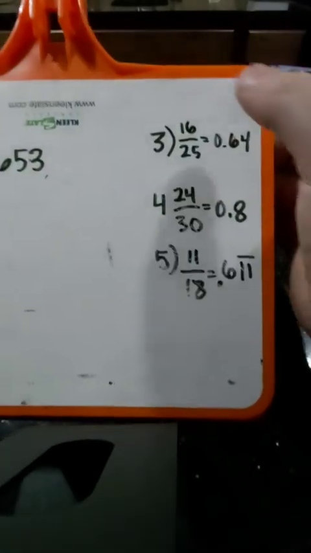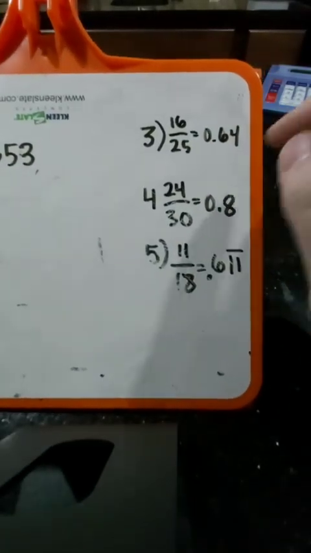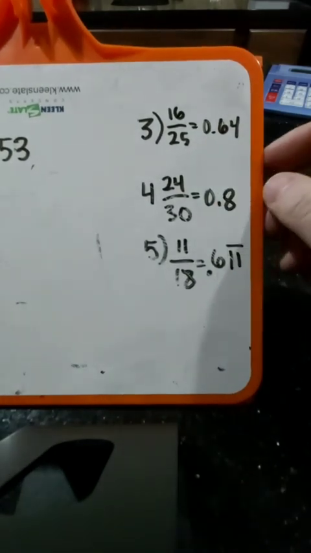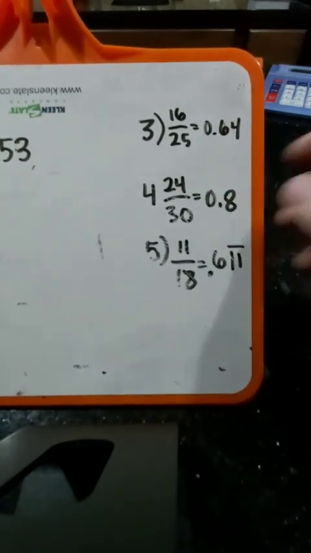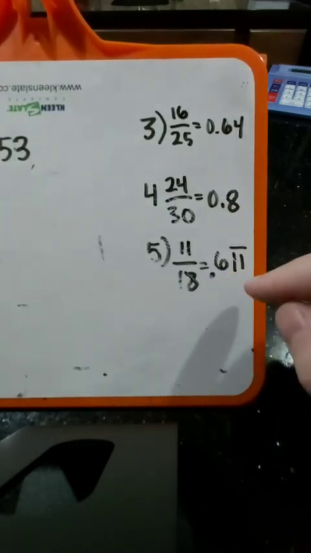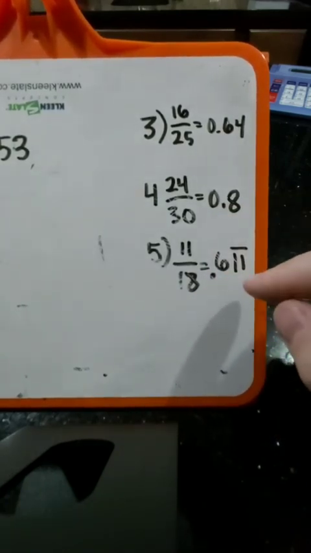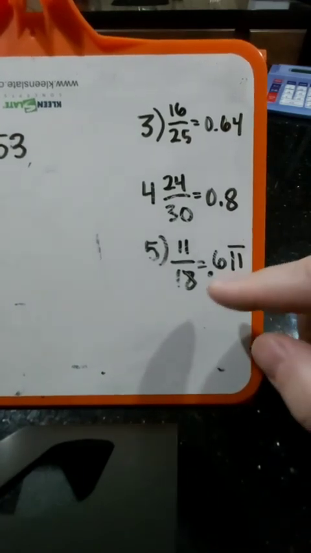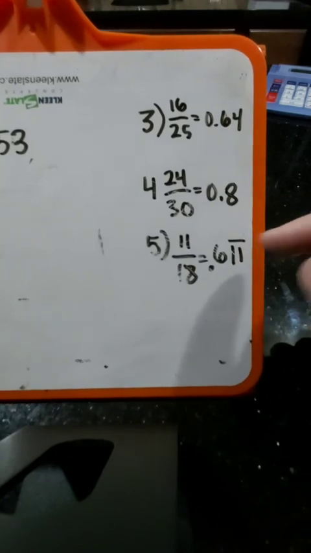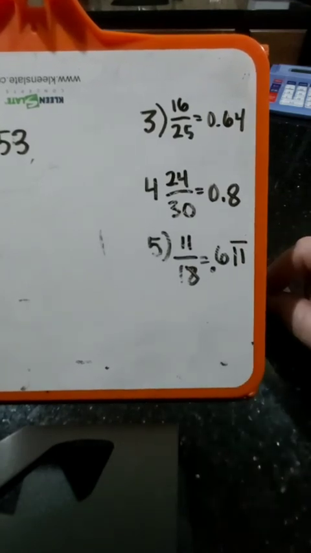And the rest of the answers that you guys have are right here. You have 16/25, which is 0.64. You have 24/30, which is 0.8. And you have 11/18, which is 0.61, and the 1 just keeps going on and on. So it's 0.61111. And we talked about any time that there's a repeating number, we put this little line over it to indicate that it never stops.